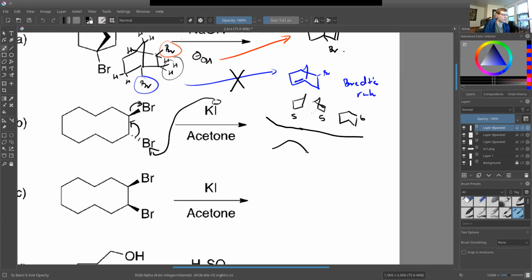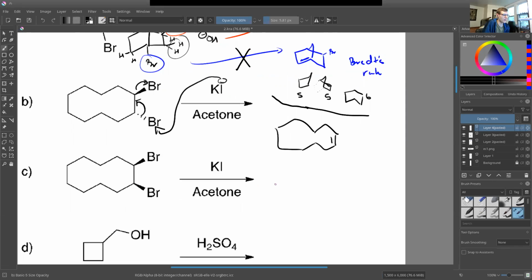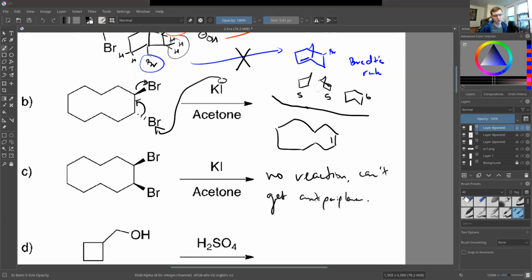And in this case, you'll wind up getting something like this, right? And in this case, you can't get them anti-periplanar. This is a special reaction. It's another form of E2, but it only applies if you have two bromines next to each other. Kind of specific.